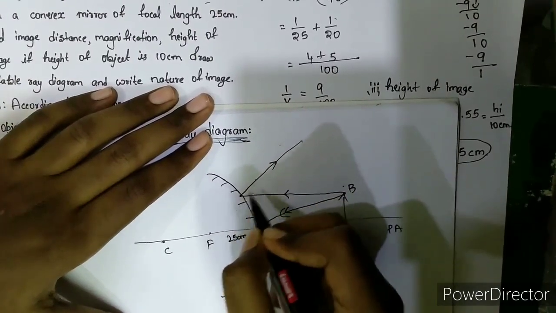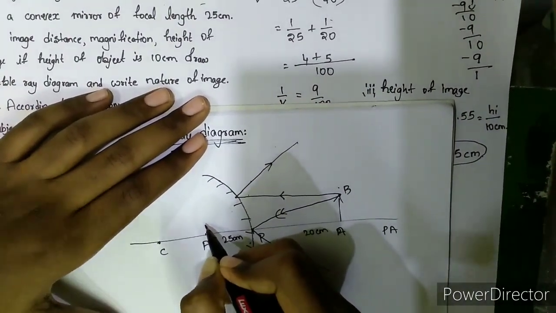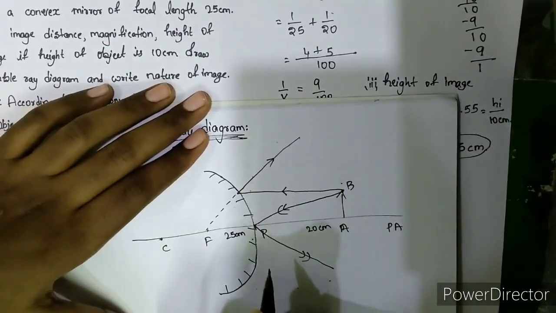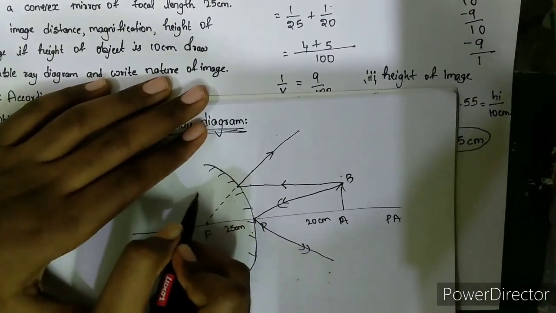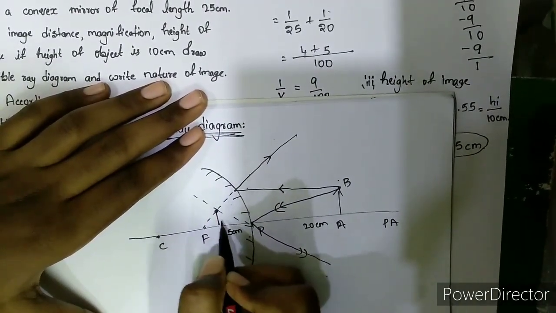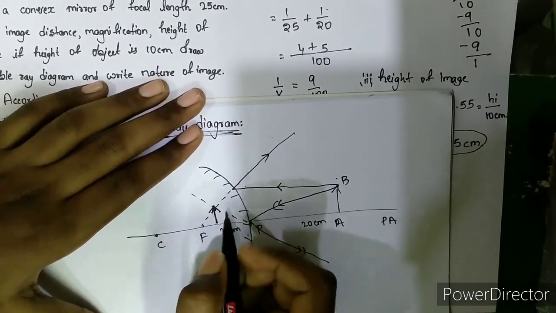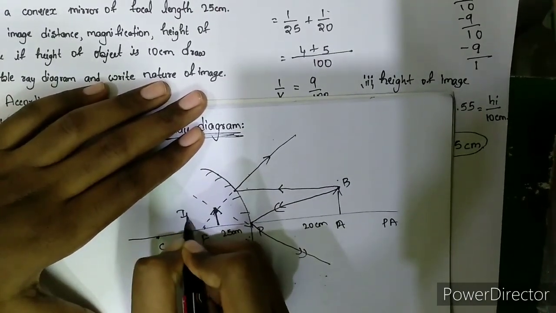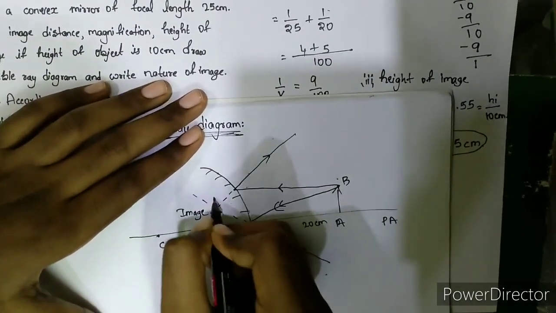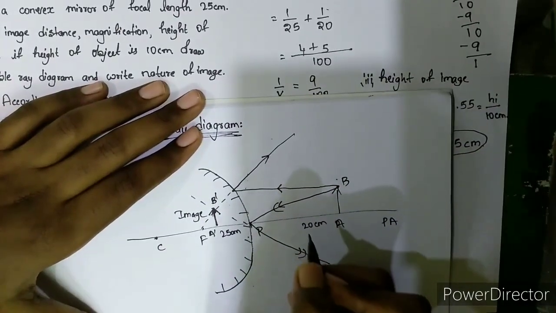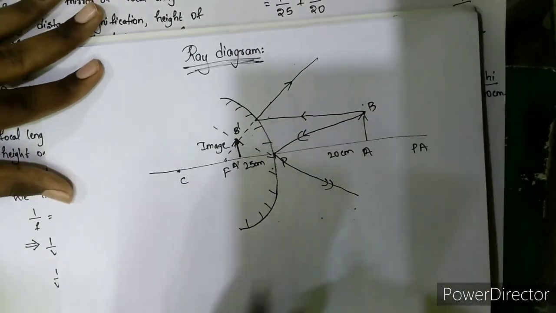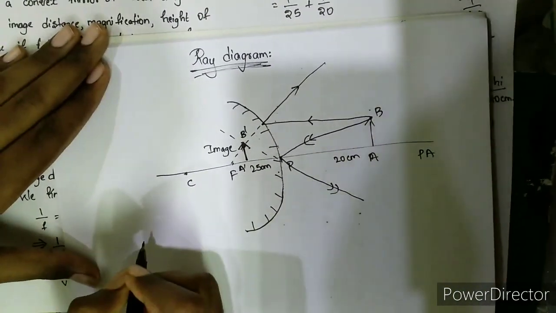Now if we extend these rays, the first one we can join to the focal point. Now draw the second one here. Here the image is formed. The image is virtual and erect. This is the image. You can write the image as A dash B dash, and the object is AB. Now we can say this is the ray diagram for the question.